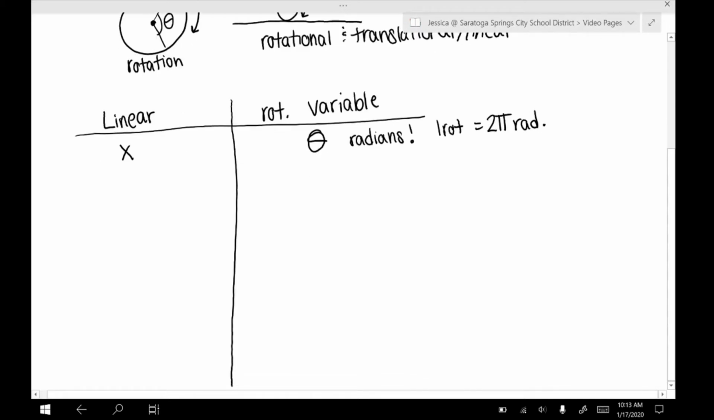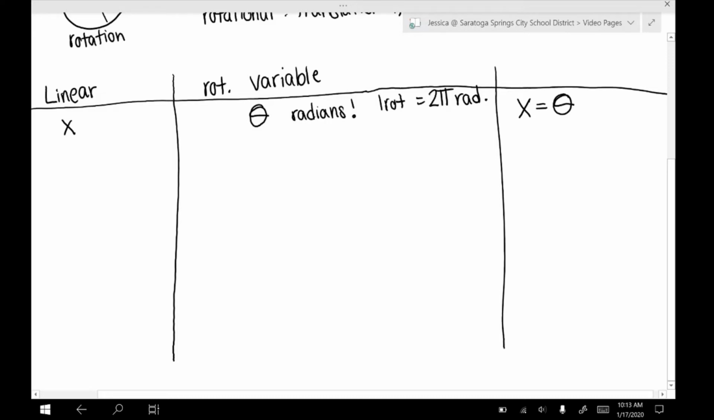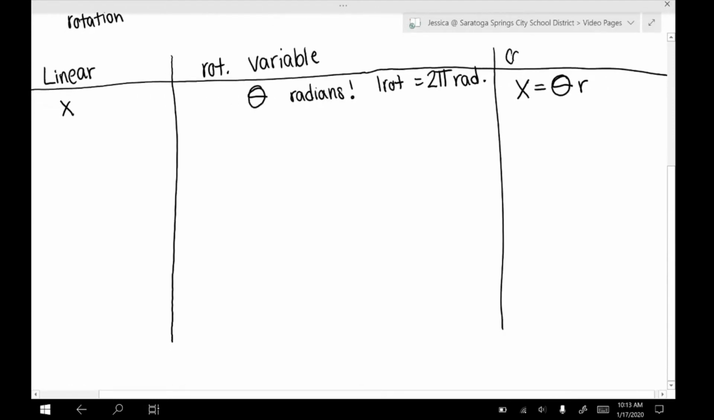Okay, now we can actually convert that rotational motion or that rotational distance into a linear distance, and we can convert linear distances into rotational distances. Okay, so any linear distance is going to be the angular distance times the radius of the rotation. Okay, so then let me label this conversion.